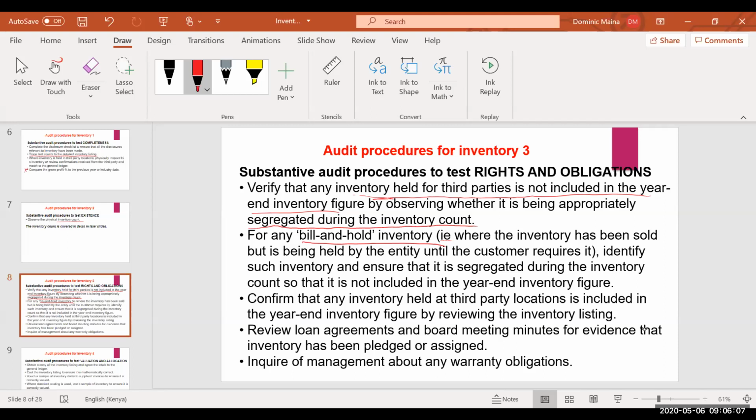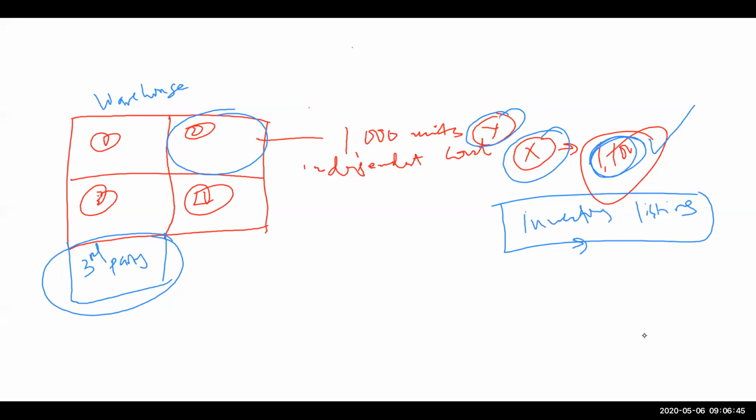Then confirm that any inventory held by that party is included in the analysis. Now, if the company has made a purchase from a third party, and this third party has not yet delivered, it is like the reverse of the bill and hold inventory. We have made a purchase, however the supplier is yet to deliver to us. Don't forget, as a company, you ought to include them in the analysis. I think we did mention that on our board here, if I remember.